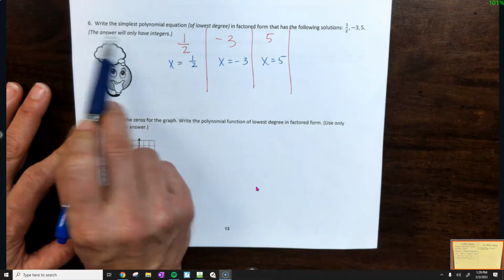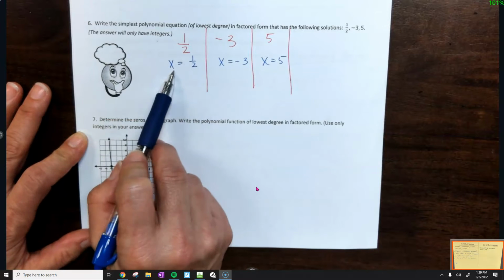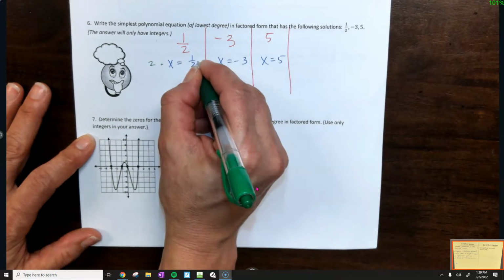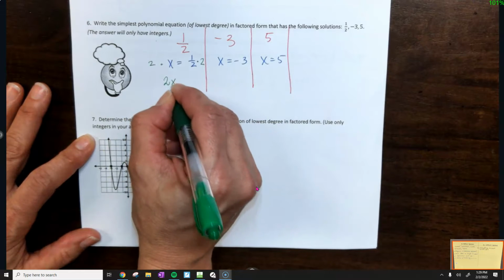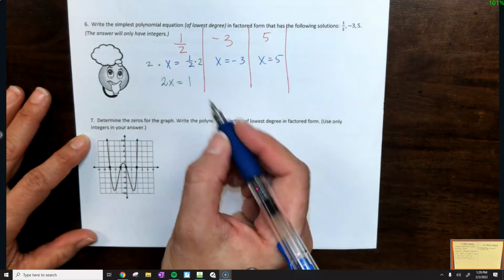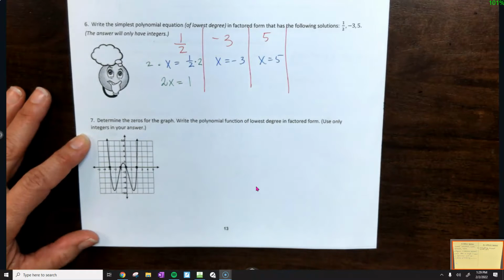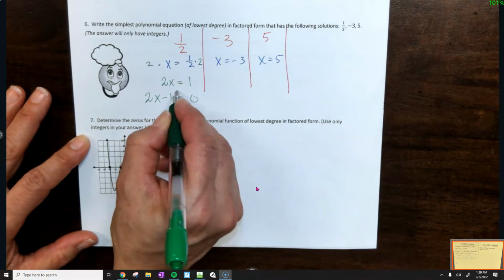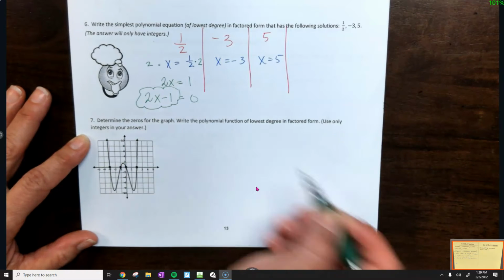And remember, we only need whole numbers, so I'm going to manipulate this equation to get rid of this fraction. I'm going to multiply both sides by 2. So I'm going to get 2x equals 1. And remember, the factor was set equal to 0. The 1 needs to move over so that it is set equal to 0. So I know this is one of the factors.